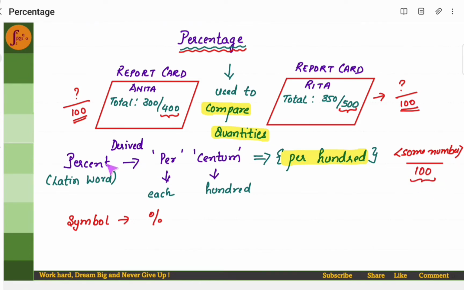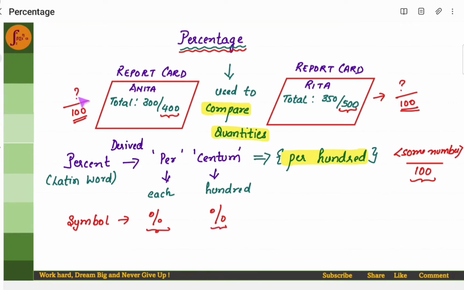So percent means per centum. Per centum is a Latin word. Centum means 100. Per means each. For every 100. Per 100. So the way we write percentages, you write it as by 100. And the symbol for percentage is this one: two circles and a slanting line in between denotes a percentage.